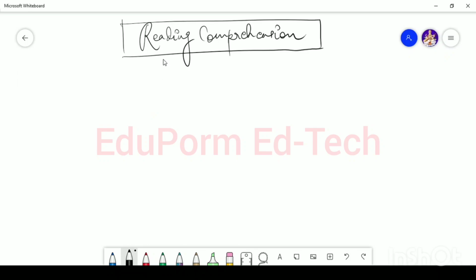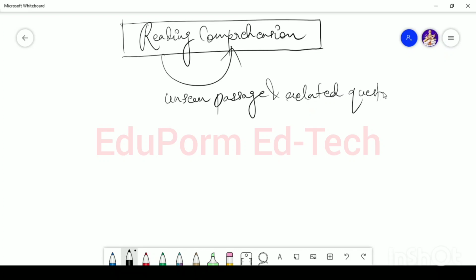First of all, I will talk about what comes in reading comprehension. So reading comprehension actually contains an unseen passage. Alright, unseen passages and related questions. A passage will be provided to you. Mainly it will contain a maximum of, let's say, 5 to 7 paras, and the questions will be asked to you related to the passage.